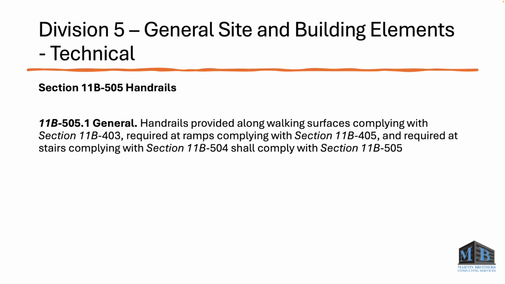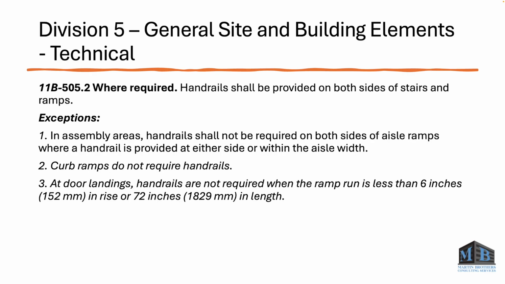Okay, so we're done with Division 4. Those were all the stuff relevant to ramps in Division 4. So let's go pick up Division 5. 11B 505 handrails, continues with 11B 505.1 general. Handrails provided along walking surfaces complying with Section 11B 403, required at ramps complying with Section 11B 405, and required at stairs complying with 11B 504, shall comply with Section 505. Where handrails are required, they comply with this section. So we're only going to be focusing on ramps.